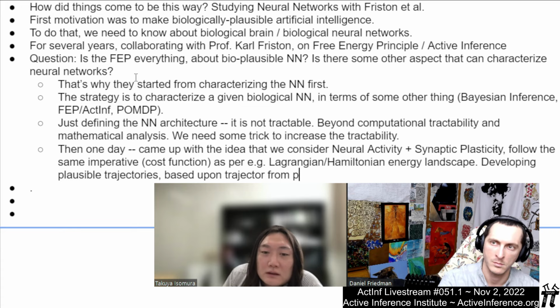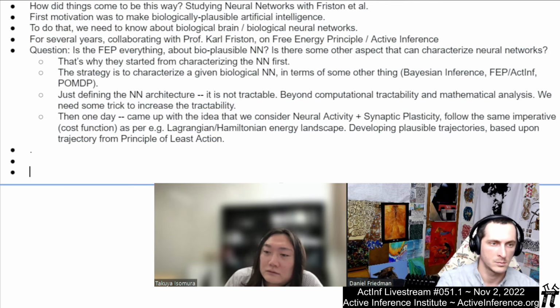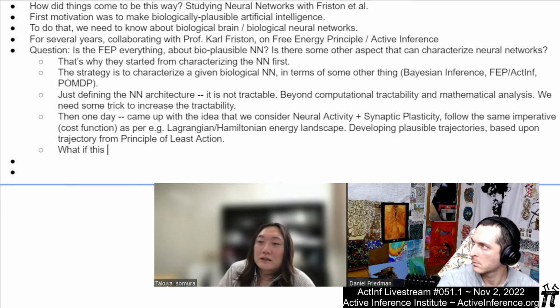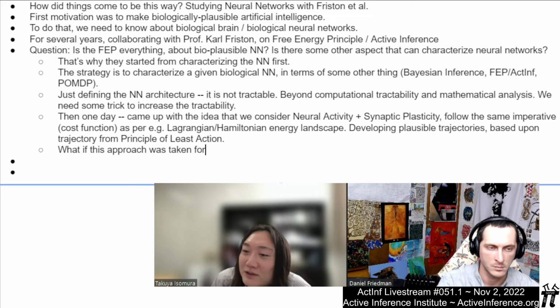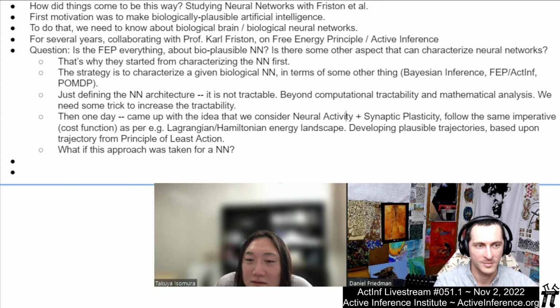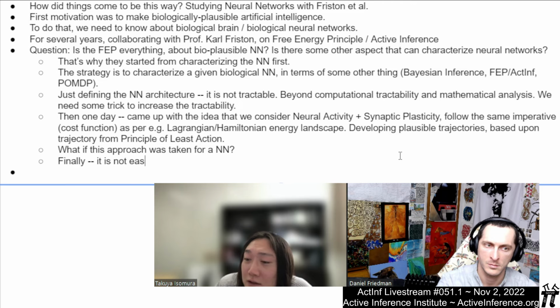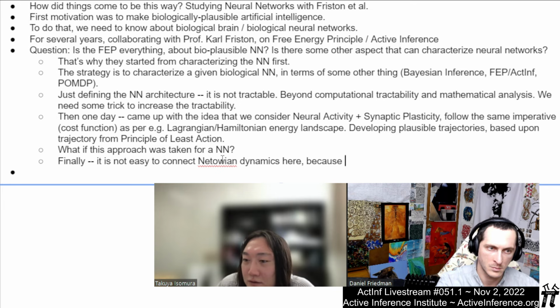So we imagined, what if we apply such an idea to a conventional canonical neural network or biological neural network to characterize their dynamics from first principles? That's the first motivation, the first step to come up with this framework. And finally, we noticed that it is not easy to connect the Newtonian dynamics with this type of neural activity study, because neural activity equations are not necessarily second order differential equations, but rather first order.